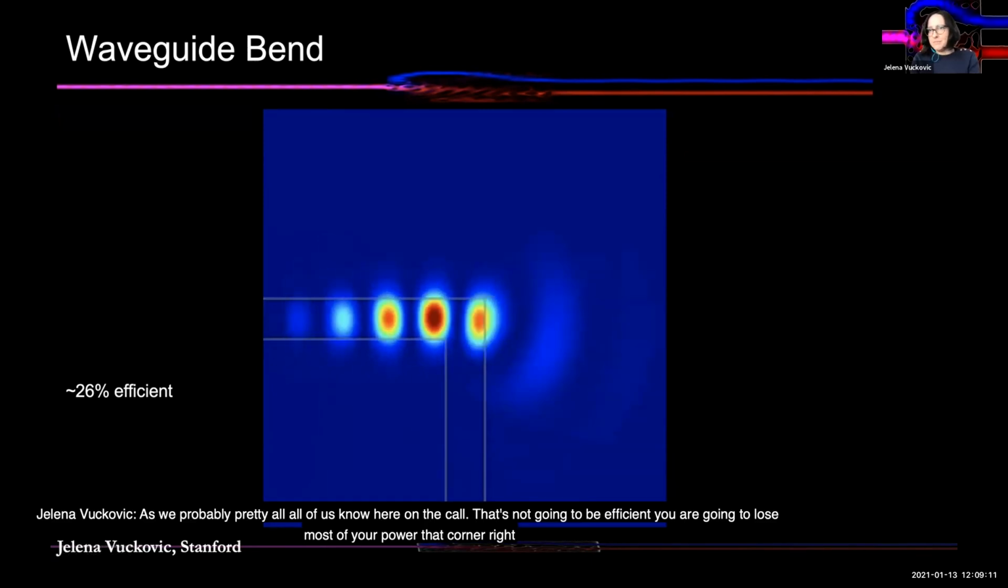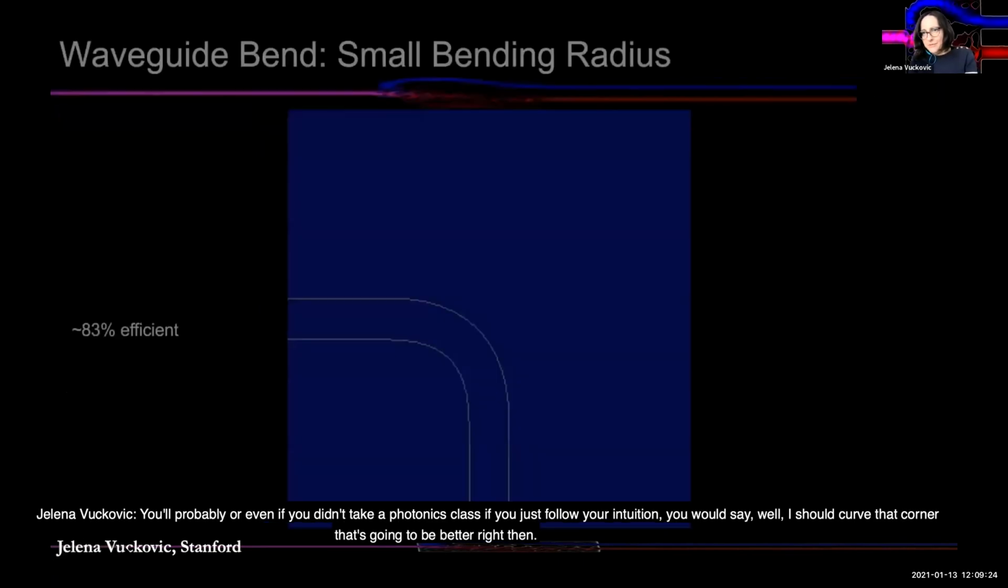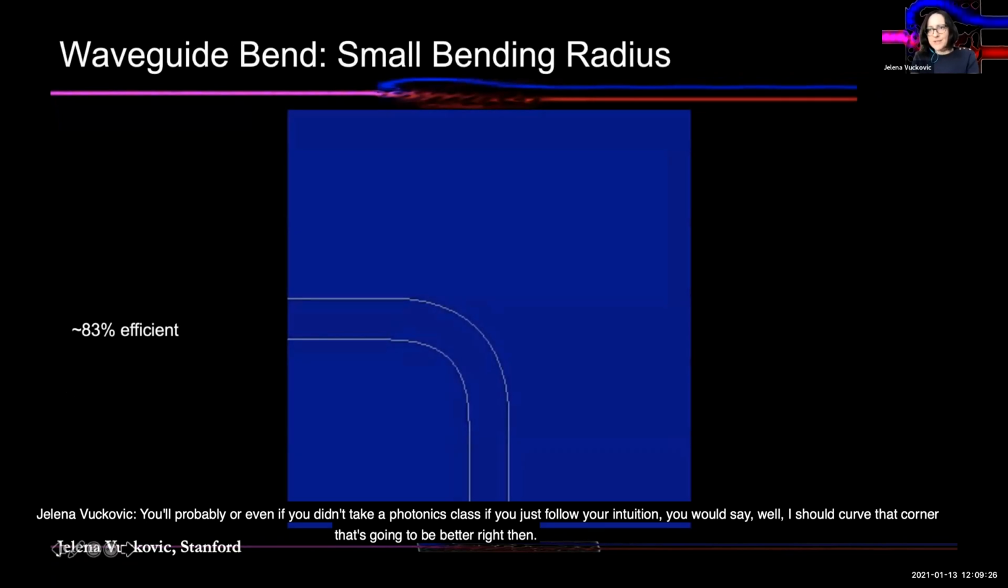And as we probably all know here on the call, that's not going to be efficient. You're going to lose most of your power at that corner, right? And if you took a photonics class, or even if you didn't, if you just follow your intuition, you would say, well, I should curve that corner. That's got to be better, right?